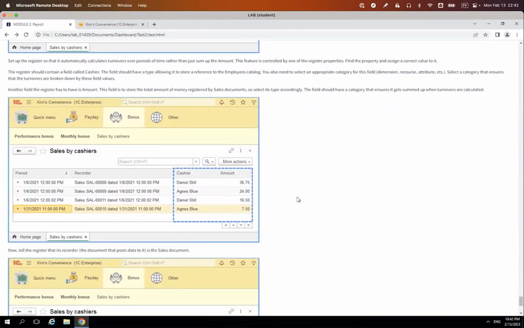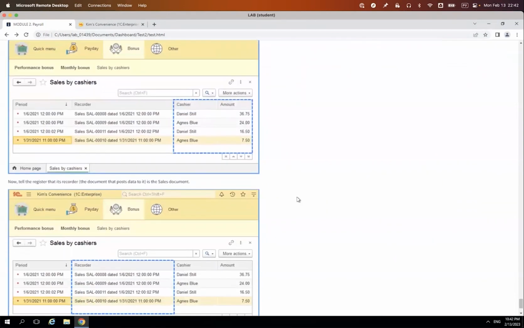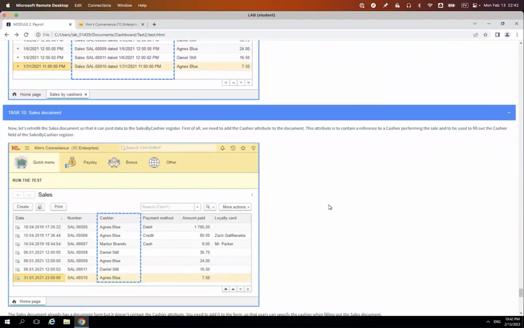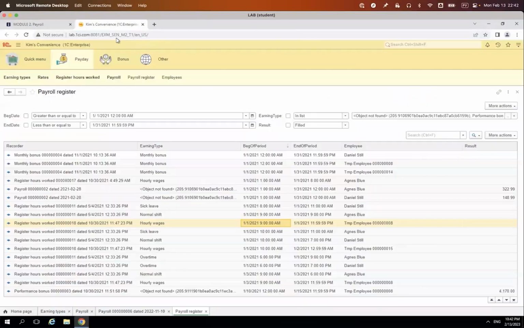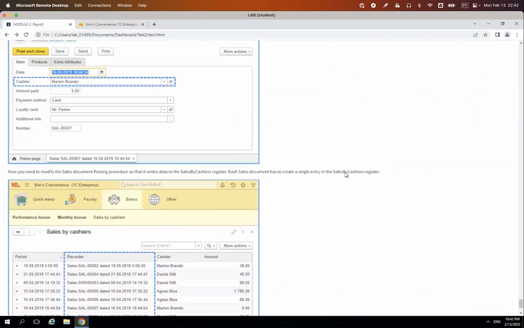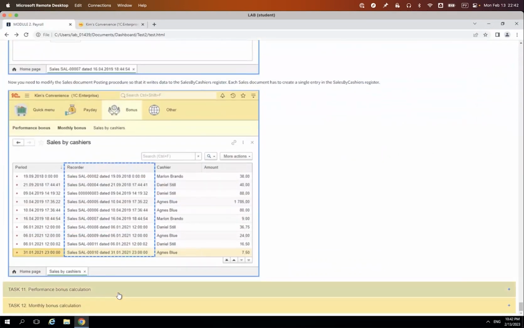So you need another metadata object that stores this data. You need to register this data and keep track of them. And the way you do that is each sales document, besides the posting records into other registers, posts this information into the sales by cashier register. Okay, so you always know how much each of your cashiers basically earned or brought to the company or put into the cash register. Okay. So your sales document should make another posting.